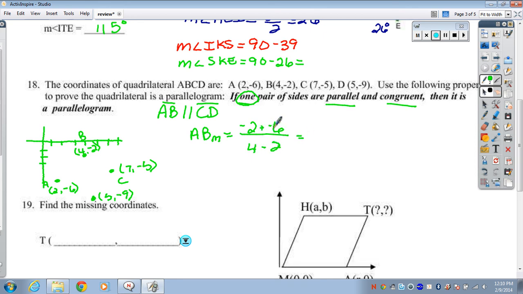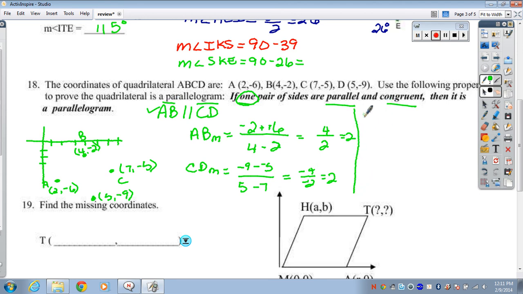Remember, this is plus, so 6 minus 2 is 4, 4 minus 2 is 2, so that equals 2. The slope of CD is negative 9 minus negative 5 over 5 minus 7, so that's going to be negative 4 over negative 2, which also equals 2. So they are parallel. Yes, that is true. So now we just have to show they are congruent.